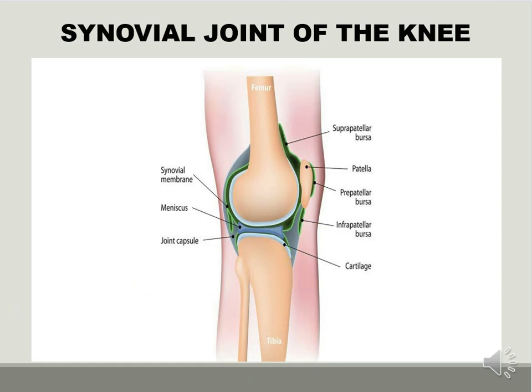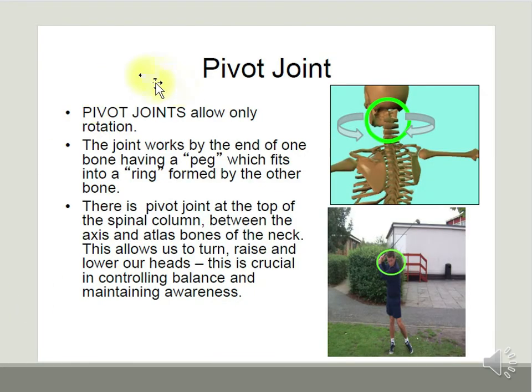All right. Now we will come to the pivot joint. Now, pivot joint, I said, allows only a rotation of the head. So it works by the end of one bone having a peg-like structure which fits into a ring formed by the other bone. So these are the first two bones of the vertebral column, atlas and axis. Atlas is a ring-like bone. Axis has a peg-like structure on which you can see here in the figure the head rests, so that you can rotate, which allows us to turn, raise and lower our heads.